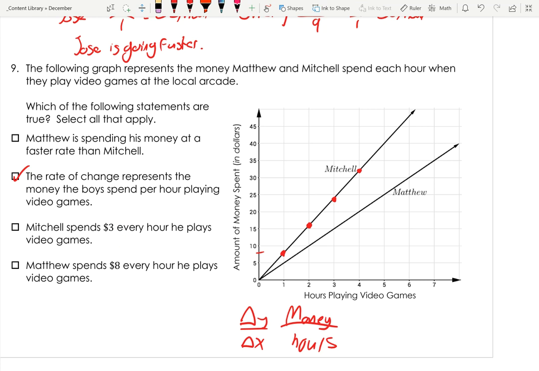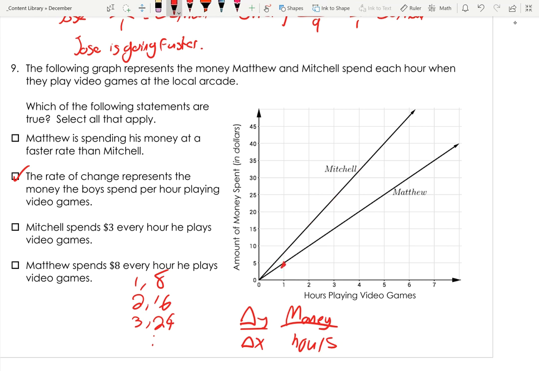Matthew spends $8 every hour he plays. So Matthew, let's look at Matthew. So if he spent $8 per hour, it would be 1 hour 8, 2 16, 3 24, right? So let's see if that's what's on Matthew's graph. That is Mitchell's graph, but not Matthew's.